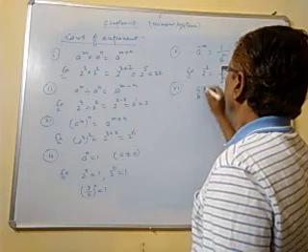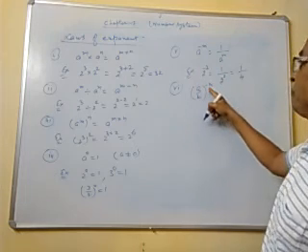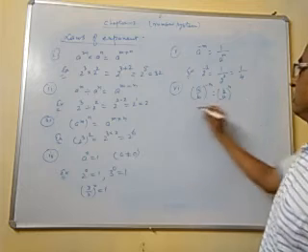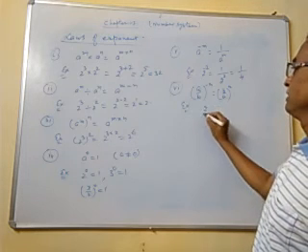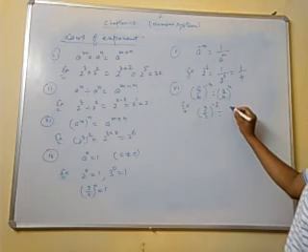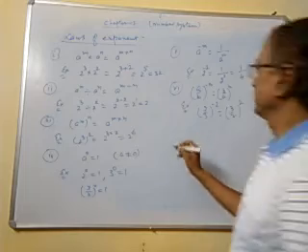Sixth law: (a/b)^(−m). To make the exponent positive, you will reverse the fraction: (b/a)^m. Example, (2/3)^(−2). To make the exponent positive, we will write (3/2)^2. Then after that we can simplify.